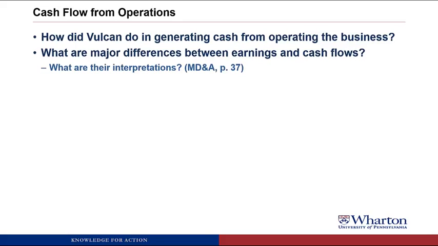And after we look at the cash from operations, we'll pull up the MD&A and see what the company says are the reasons for these differences. And then we'll try to think of, will these differences between earnings and cash flows persist into the future? Again, thinking about the next step, which would be forecasting.